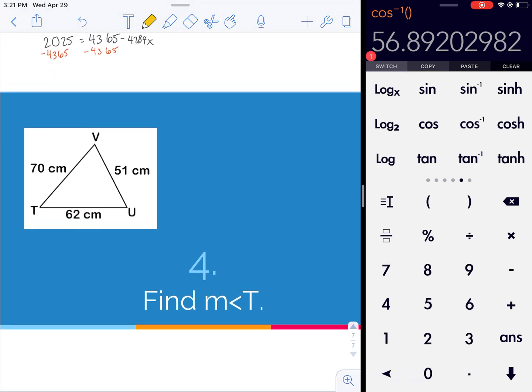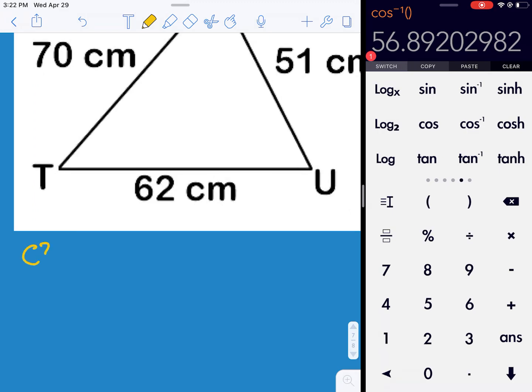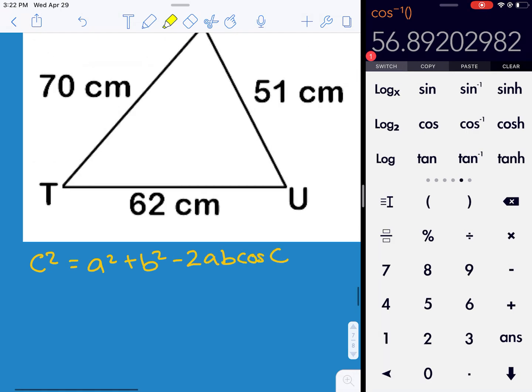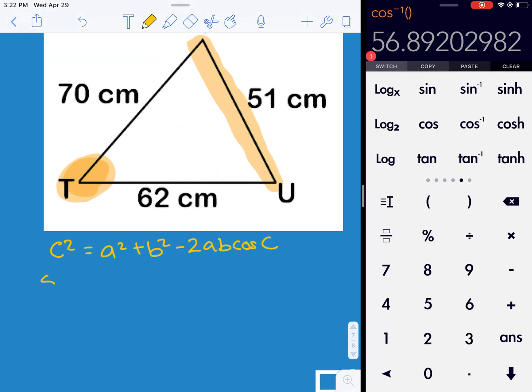Again, we're asked to find the angle T. So I'm starting with my formula. C squared equals A squared plus B squared minus 2AB times the cosine of C. I'm looking for angle T. So the side across from it has to go in for C. So 51 goes in for C. A and B can be either one.